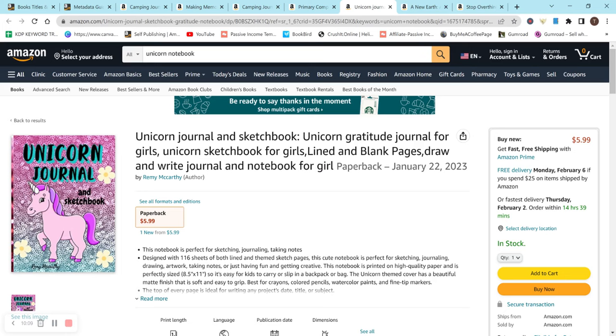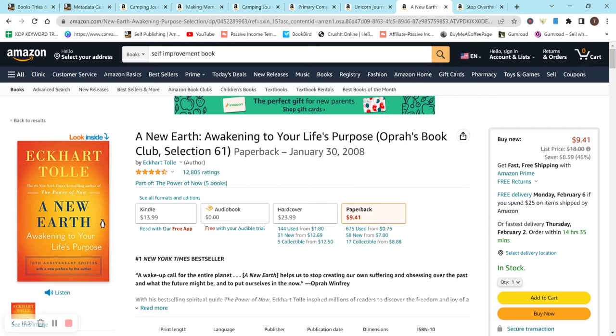So moving on to higher content, just to give another example, A New Earth, Awakening to Your Life's Purpose, Oprah's Book Club Selection 61. So I notice in high content, normally there aren't keywords or extra things in the title. It's normally what's literally on the title of the book. So this one has A New Earth right here, and then Awakening to Your Life's Purpose after that. And then this is Oprah's Book Club, I guess, Selection 61. So that's added in there, and it's in parentheses, but that makes sense.